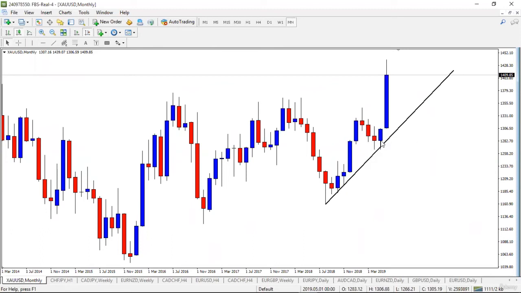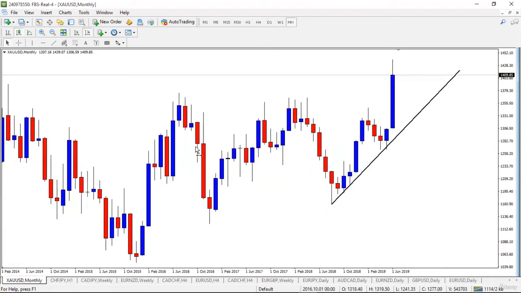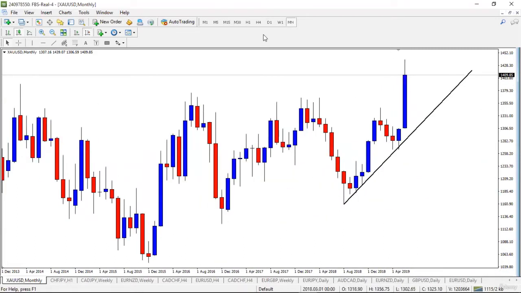Then you have this strong candle going up on a monthly. It hasn't closed, but it's okay. It's just closing because tomorrow is the first. So it's a strong candle going up, went above previous highs. This is an uptrend.